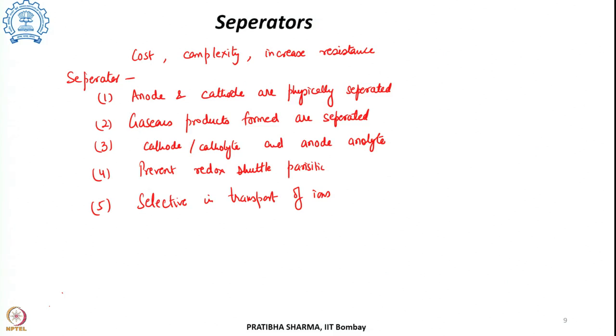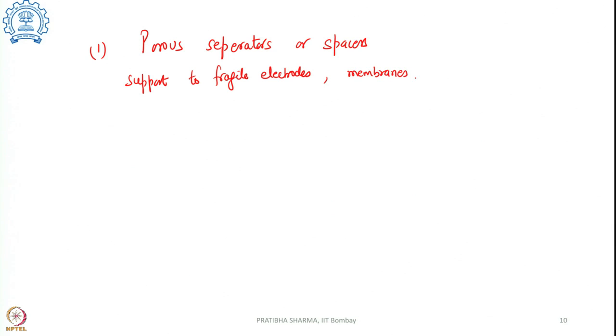There are different types of separators which are available. These can be porous separators, which are also called spacers. Now, these porous separators can provide support to fragile electrodes. They can even provide support to membranes being used, and they can promote a sort of turbulence at the electrode surface. However, they cannot prevent the movement of solvent. They cannot stop the mixing of anolyte and catholyte.